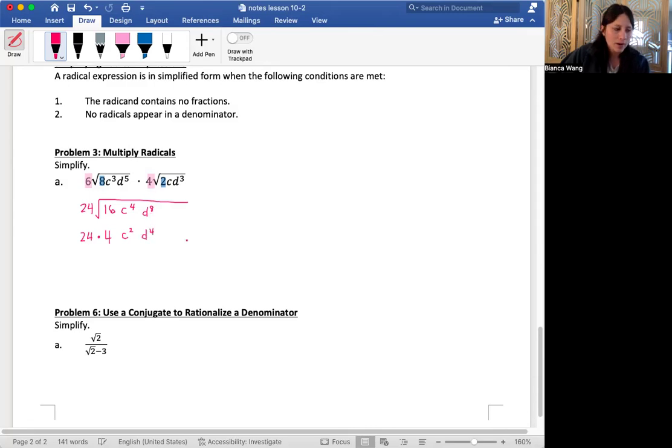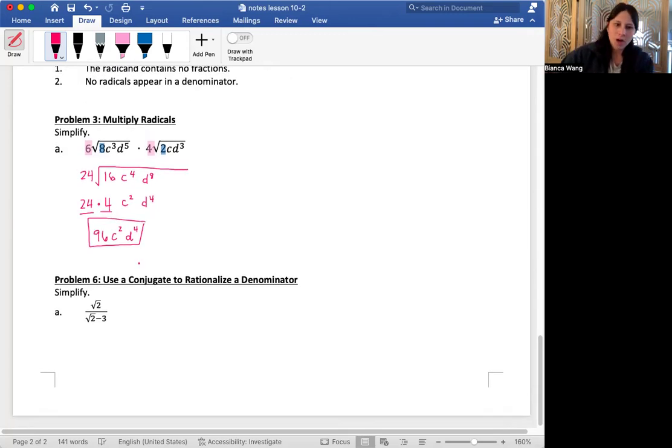So actually all my radicals go away completely. Now I just need to bring together 24 times 4, which is 96, and then bring everything else down. So this was nice because it got rid of all the radical signs. All right, our last problem.